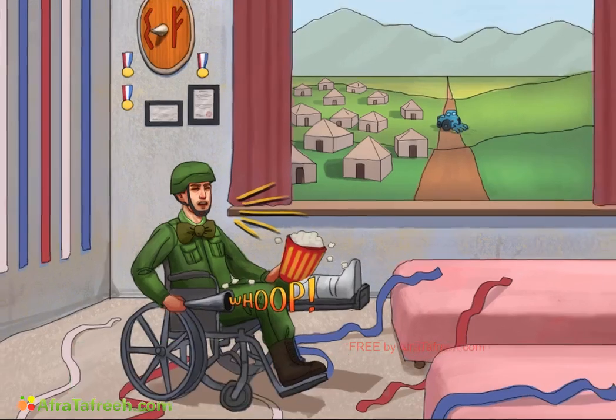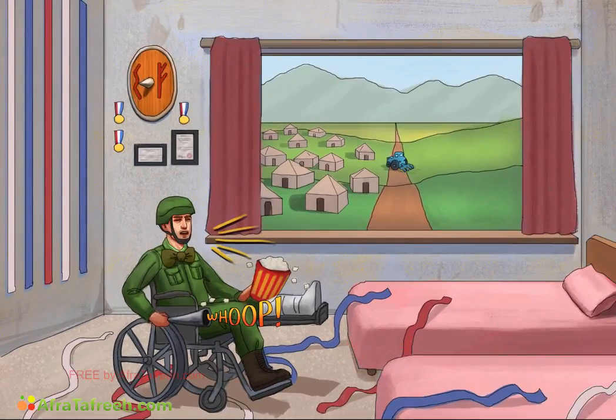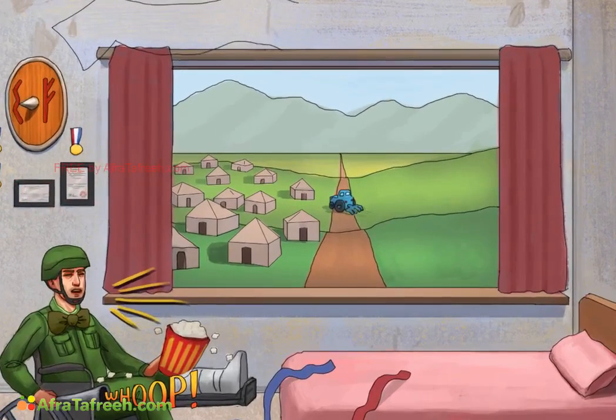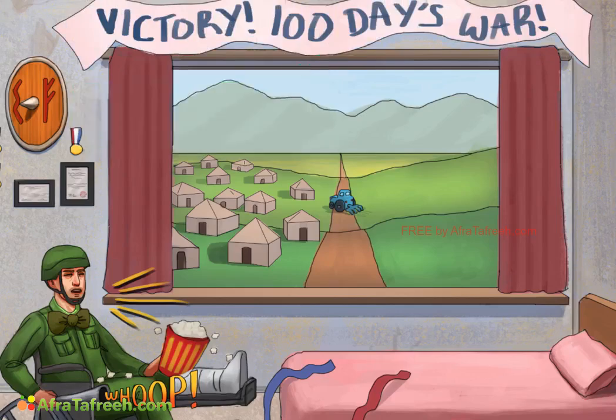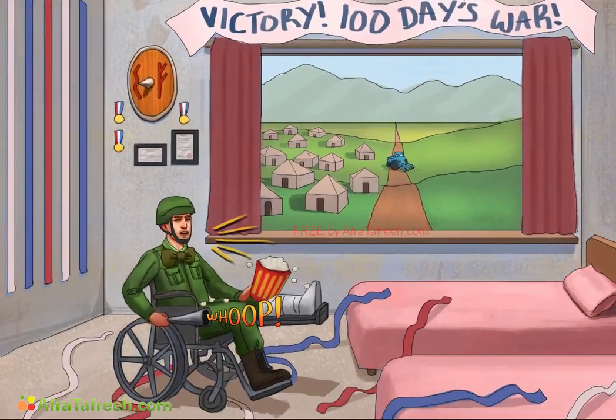Finally, the third phase is the convalescent stage, which lasts up to 3 months, and it consists of a gradual reduction in symptoms. So as you can see, this cough can go on for a very long time. And whooping cough was actually sometimes referred to as the 100-day cough. And I think this is a cool little factoid that can help you remember that these phases can go on for months. So let's draw a banner up here to keep this in mind, and it'll say Victory in the 100 Days War.